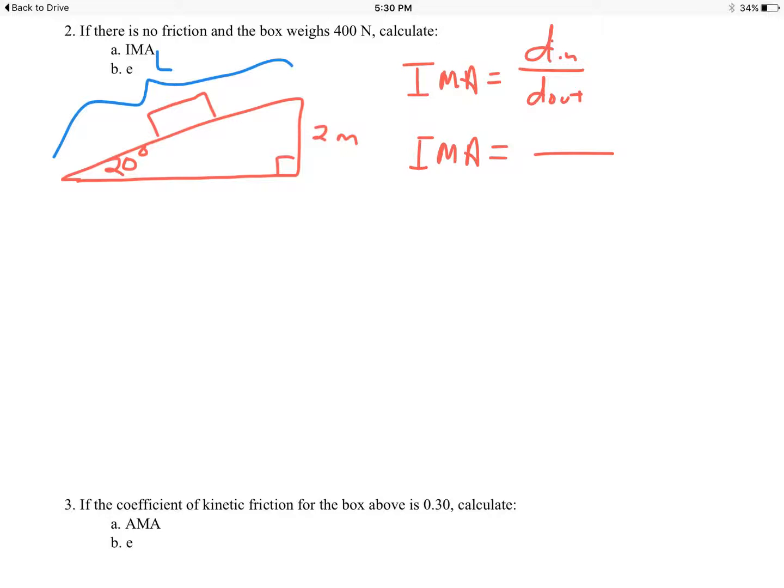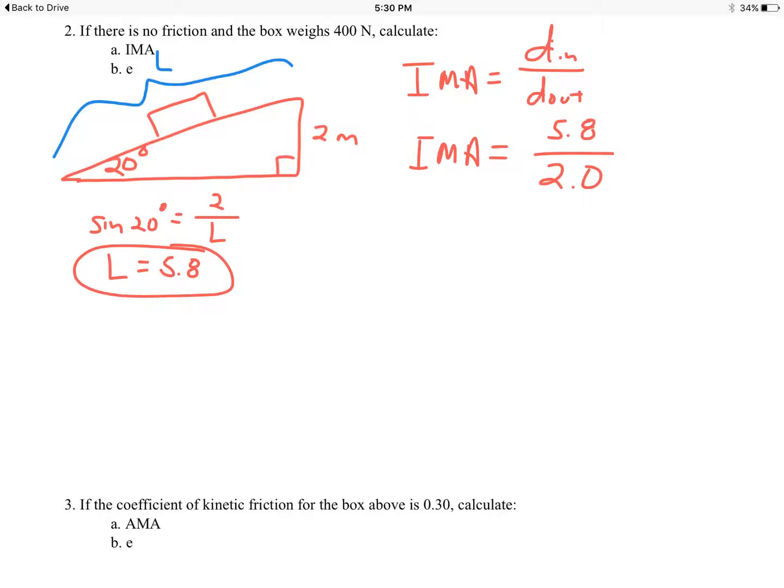Your output distance, we already know, is 2.0 meters. But what's your input distance? We'll just use the sine. The sine of 20 degrees is 2 meters over L. Solve for L. L comes out to be 5.8 meters. Let's circle that, but it goes over here on the right, 5.8. So your IMA here will be 2.9. So that's our answer to part A.